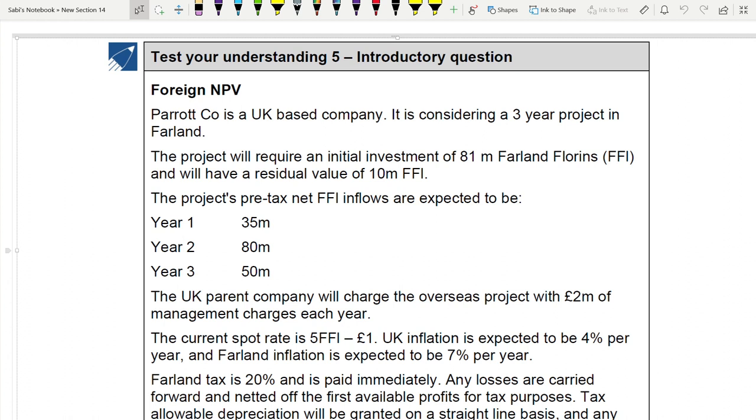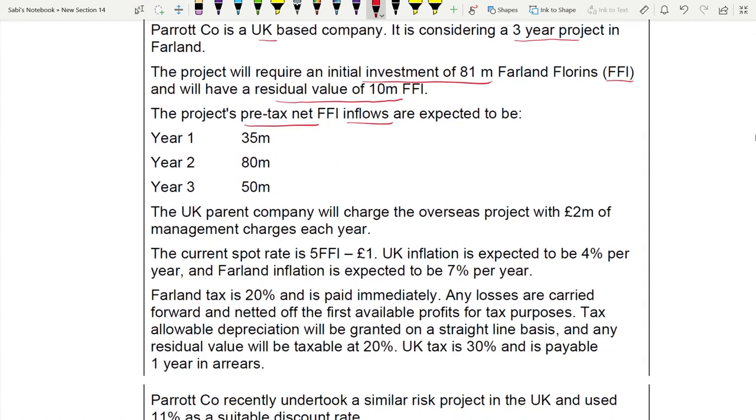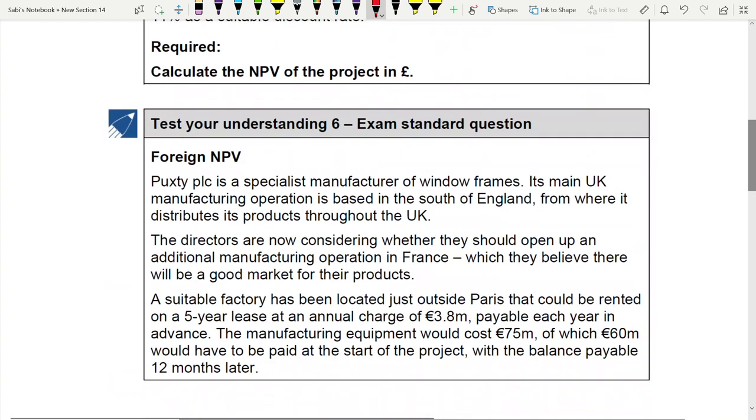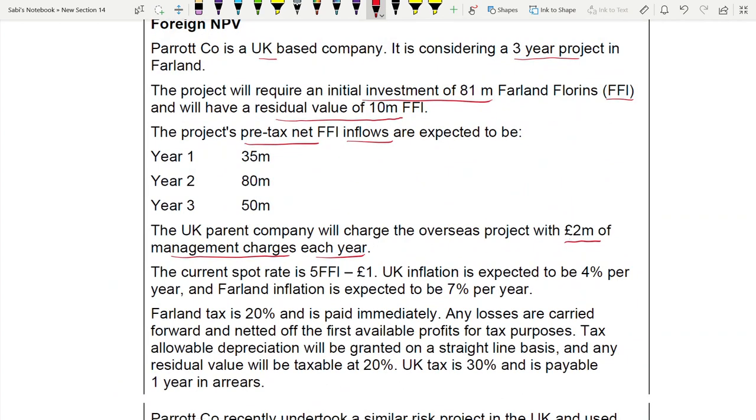Okay, so let's start. Foreign net present value. Parrot is a UK based company, 3-year project, and the initial investment is 81 million in FFI. Residual value is 10 million, and net pre-tax cash inflow has been given for 3 years. The UK parent company will charge the overseas project £2 million of management charges each year. Look at the currencies, okay? It's very important that you check the currencies in which it is. These are all in FFI and this is in UK pounds.